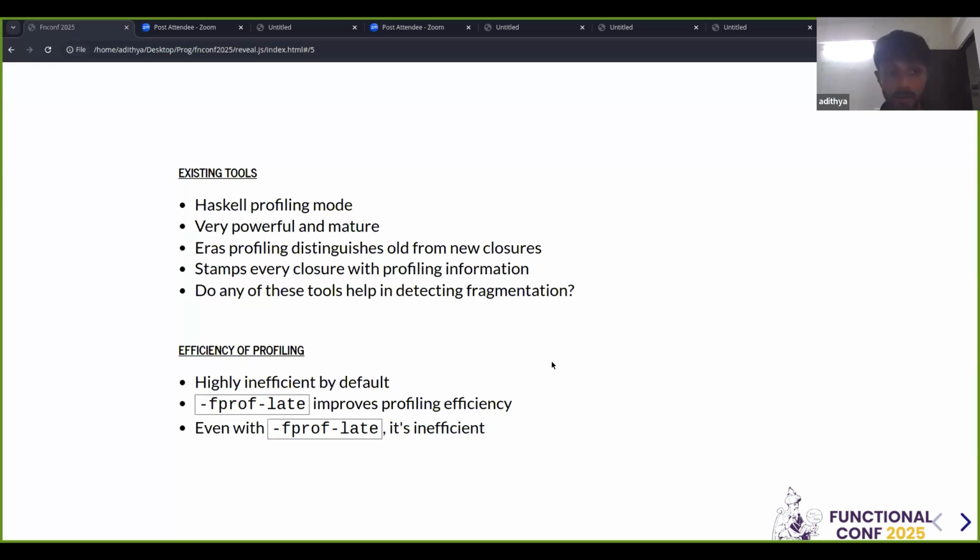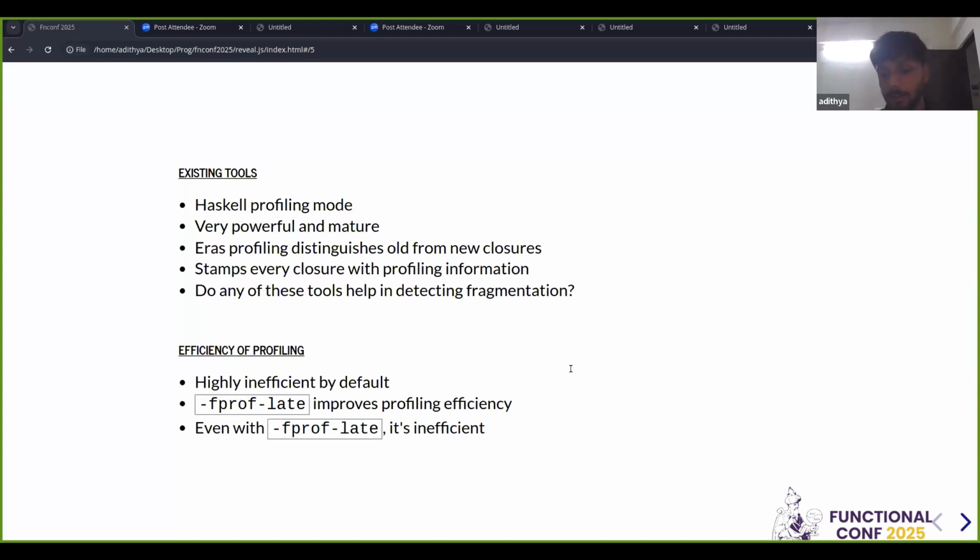The standard profiling mode is very powerful. It's very matured. There's also the eras profiling in the profiling mode that can help you distinguish closures depending on the age, right? With respect to fragmentation, though, there is a limited amount of information available with the current profiling mode. But because the profiling mode does so much, it has to keep track of a lot of things, right? It makes the program inefficient. Profiling mode is inefficient by default because first off, it does not let optimization happen properly, right? But to tackle that, the fprof-late flag was introduced. This basically adds the cost centers after optimization.